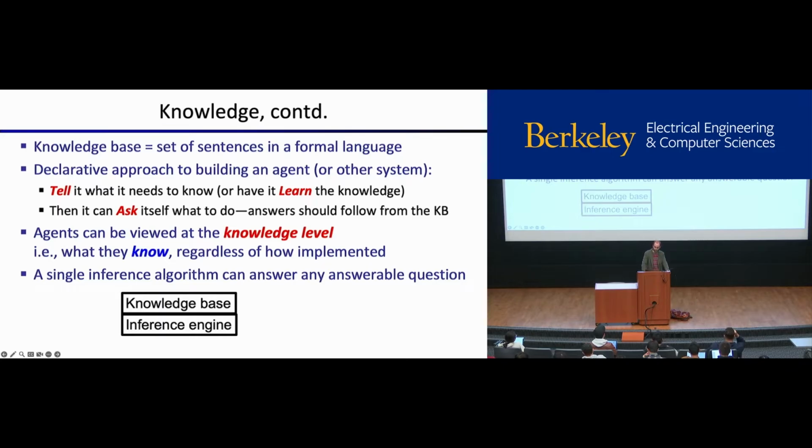So you have your knowledge base, and then you have your inference engine that takes the knowledge base as input and then figures out, deduces various other facts. So in the knowledge base can be domain-specific facts, and in the inference engine is generic code.